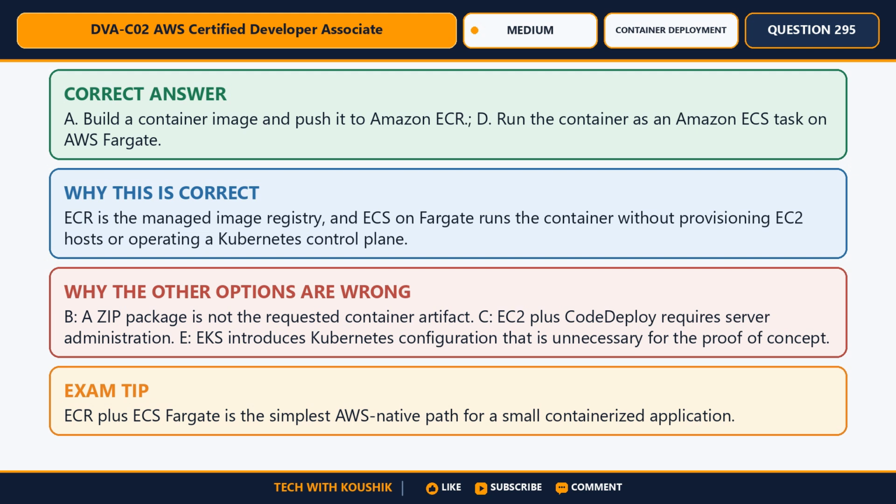Why are the other options not correct? B. A zip package is not the requested container artifact. C. EC2 plus CodeDeploy requires server administration. E. EKS introduces Kubernetes configuration that is unnecessary for the proof of concept. Exam tip. ECR plus ECS Fargate is the simplest AWS native path for a small containerized application.